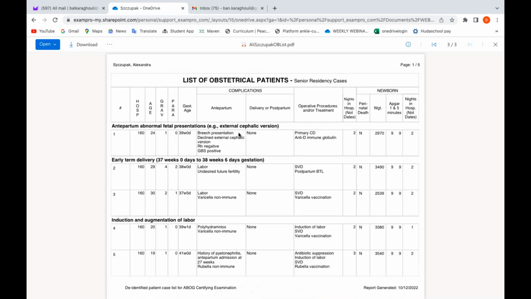Okay, sounds good. So what would be the criteria for a successful external cephalic version? The baby would have to be at term.